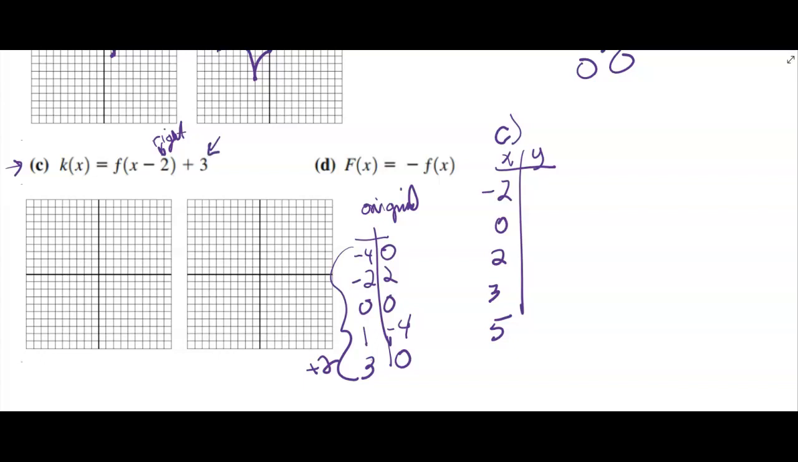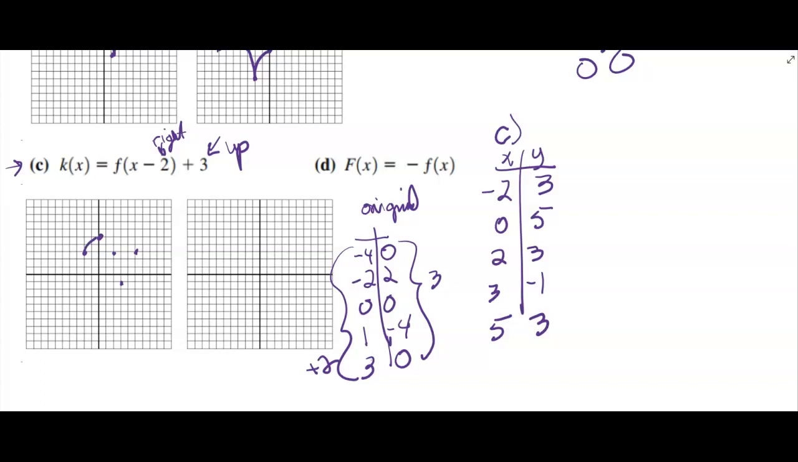This is going to shift up 3. So these values, you're going to add 3 to all of those. 3, 5, 3, negative 1, and 3. Okay, let's graph these. Now you could just think about picking it up and moving each point, you could do that. That would work too. Just showing you another way. Negative 2, 1, 2, 3, 0, 5, 2, 3, 3, negative 1, and then finally 5, 3.